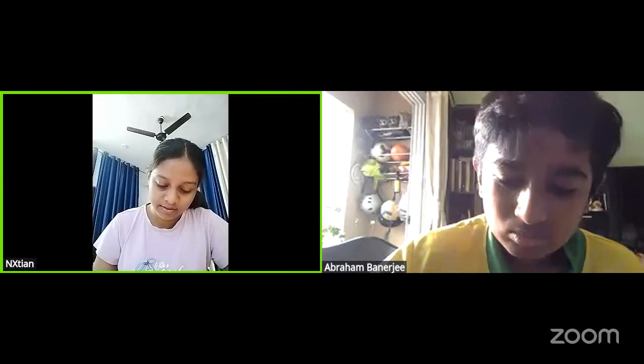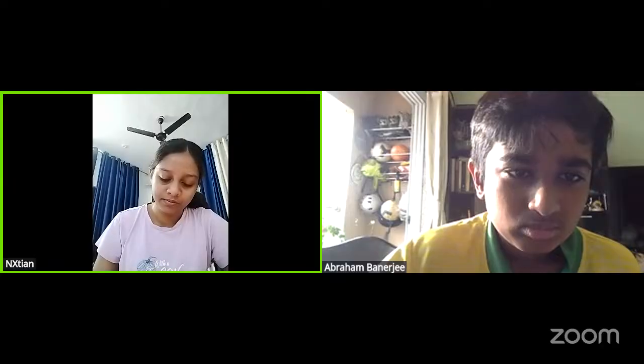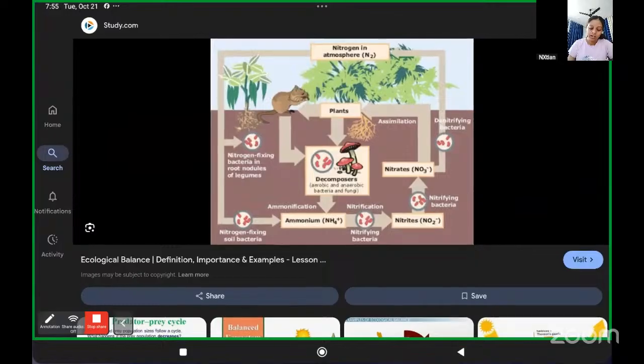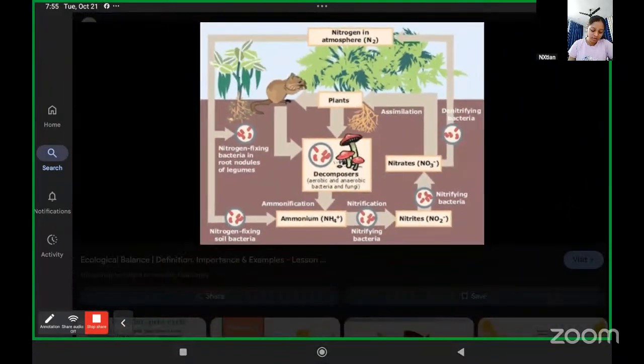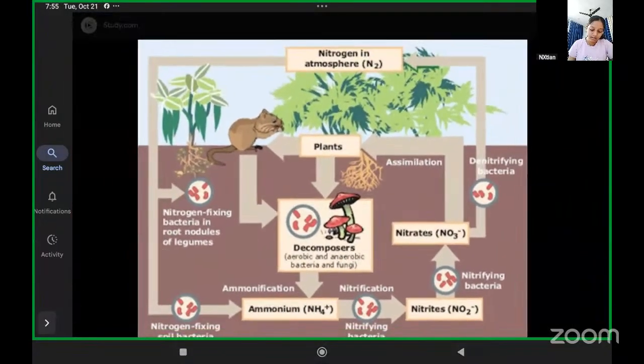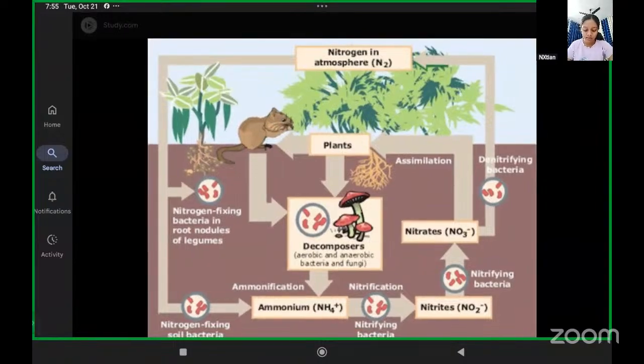Okay, this is it. I got it. Check this out. You can see that the plants are eaten by the squirrel. And when they die, they decompose. That is aerobic and anaerobic bacteria and fungi. Now, I think this is the nitrogen cycle.